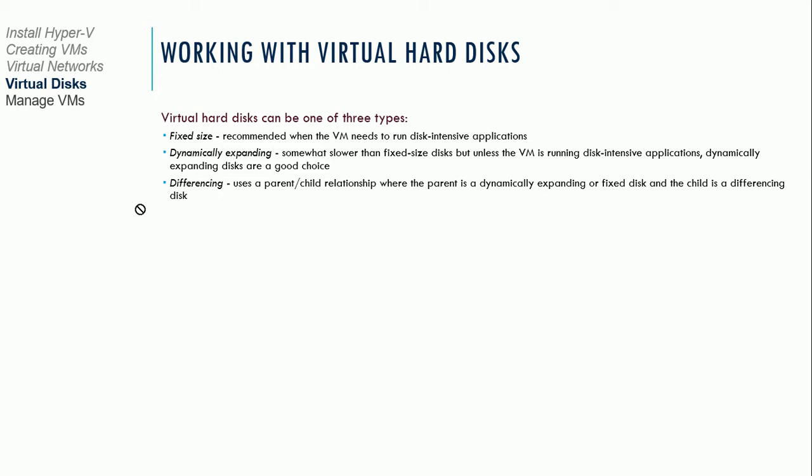So the other option is dynamically expanding, where as you begin using that virtual disk, it's going to expand the file as you're using it. So the advantage there is that the file is going to grow with your virtual machine, and it's much more efficient in storage space or storage utilization. However, it is slower because it has to constantly grow that file as the disk is being used. So that is something to be aware of. Differencing uses a parent-child relationship where there is a parent. The parent is a dynamically expanding or fixed disk, and the child is a differencing disk.